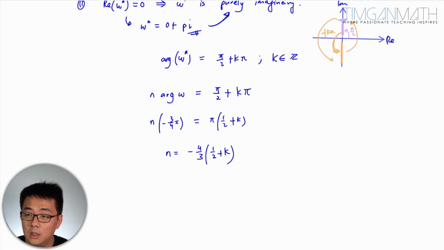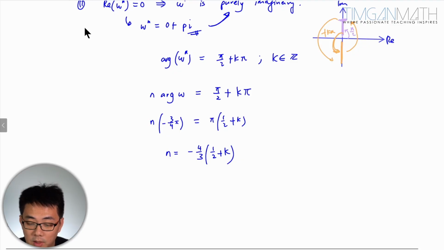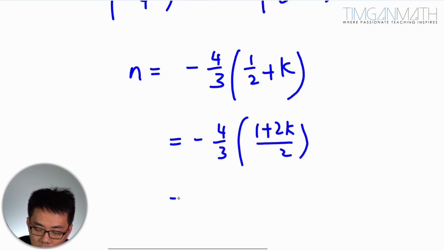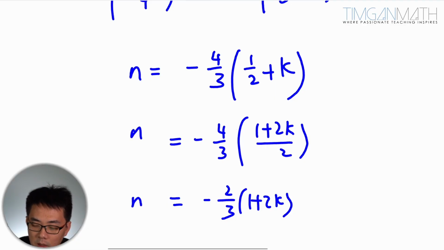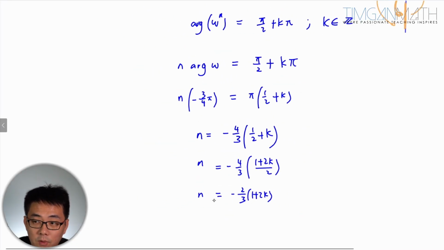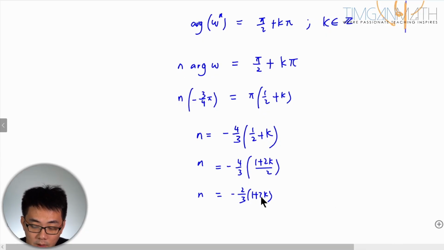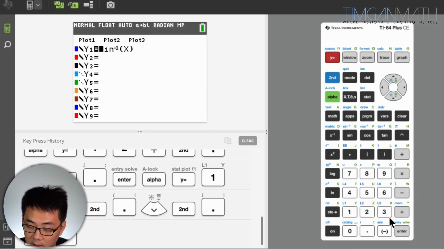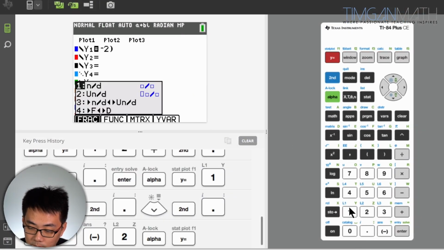So what do we need? The two smallest positive whole number values. You can use GC. If you don't use GC, you can also try and error. Actually, making this a common fraction would be good. So this will be minus 4 over 3 times 1 plus 2k over 2. There you go. So you can see that actually n behaves like that. So if you want n to be the two smallest positive whole numbers, this can be a multiple of 3. So we can just key in and show you.